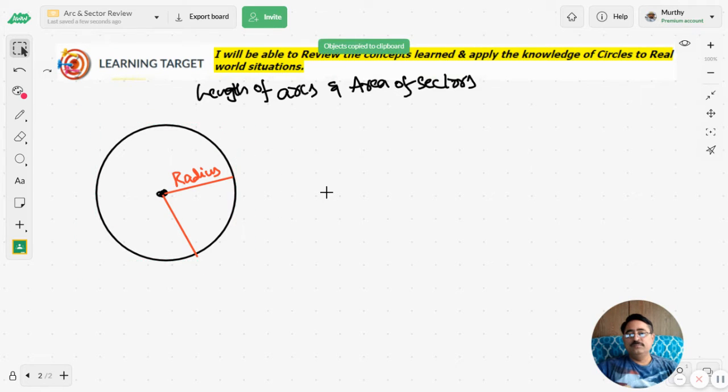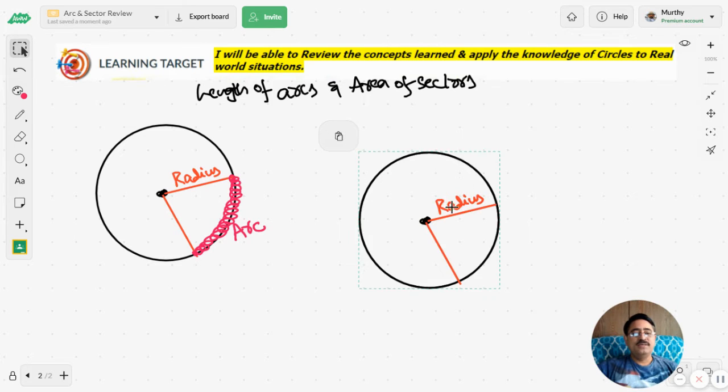Well, let me put it back. So here, this is called an arc, a portion of the boundary line.